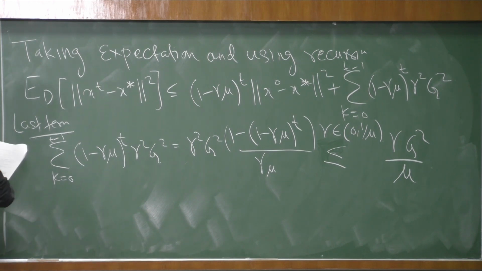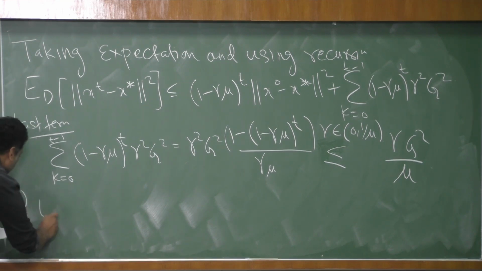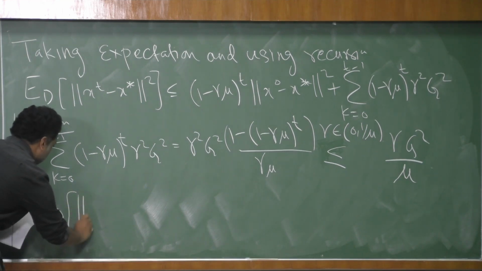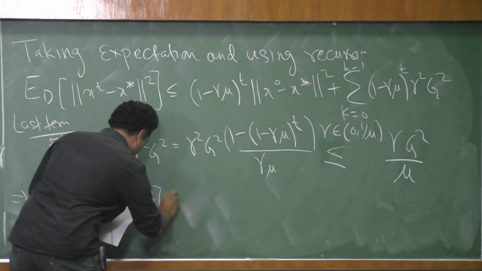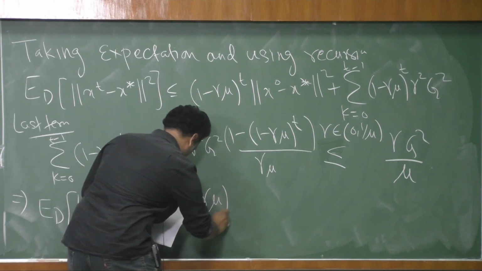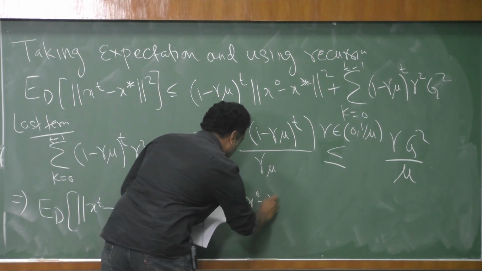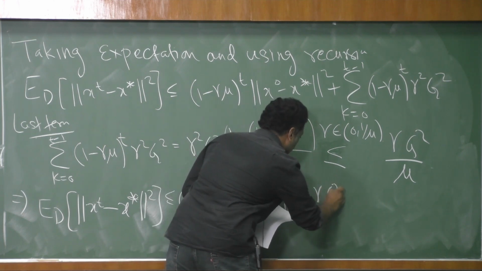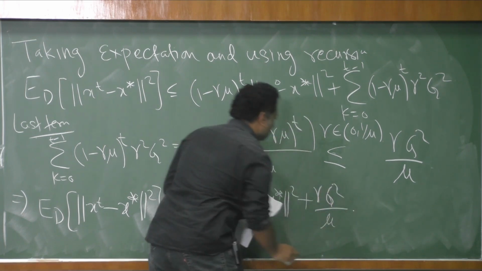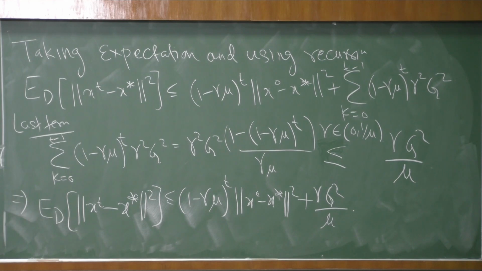So yeah, exactly, this is exactly the form we had. So this implies that we can write this final statement: the norm of xt minus x star, squared, is less than or equal to (1 minus gamma mu) to the t times the norm of x naught minus x star, whole squared, plus gamma G squared by mu. Okay, so this is what we were supposed to prove.